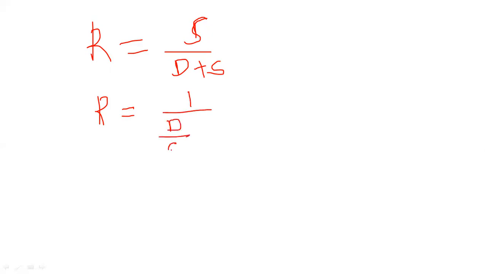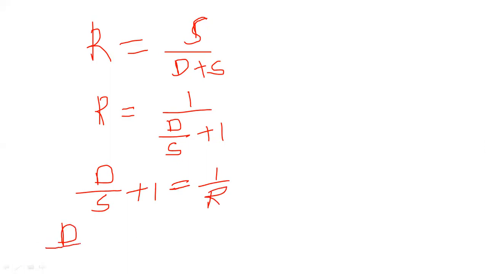That is, R is equal to S divided by D plus S, or this equation can be written as R is equal to 1 divided by D by S plus 1, or D by S plus 1 is equal to 1 by R, or the same equation can be written as D by S is equal to 1 by R minus 1.